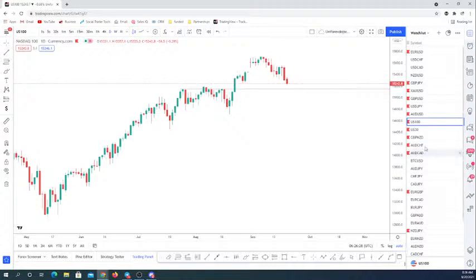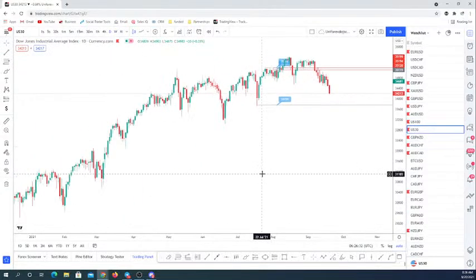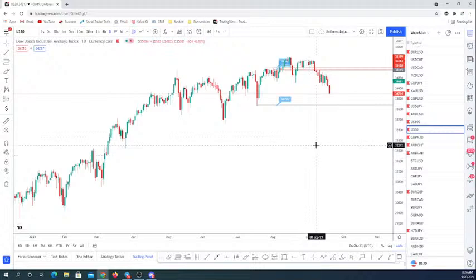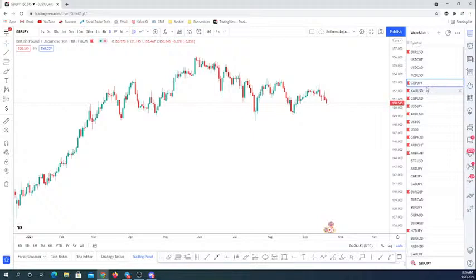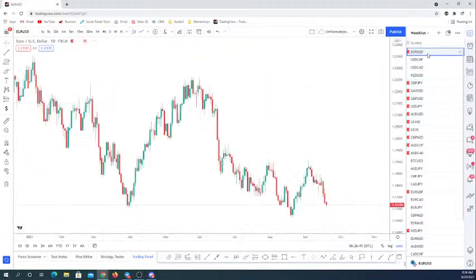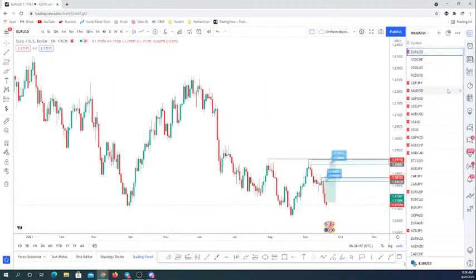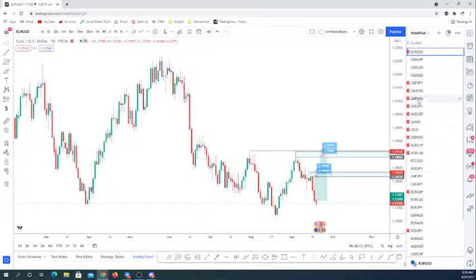US 100. It's not really giving me a nice T of area to work with. US 30. Also not giving a nice T of area to work with. GJ. Not a nice area to work with. Euro USD. Yeah, not really a great area to work with. And then gold.